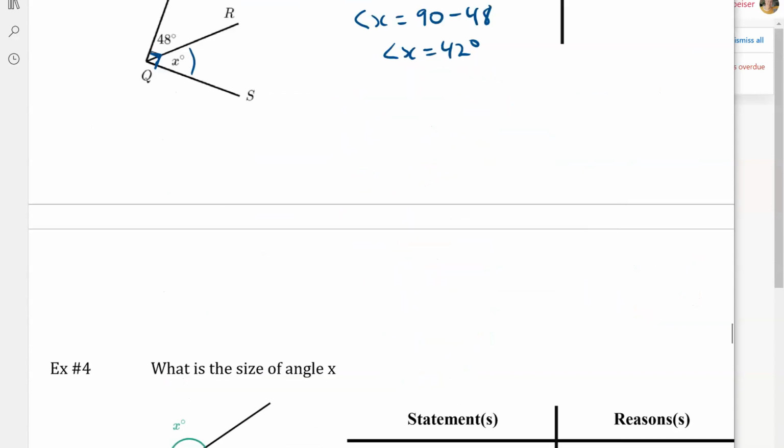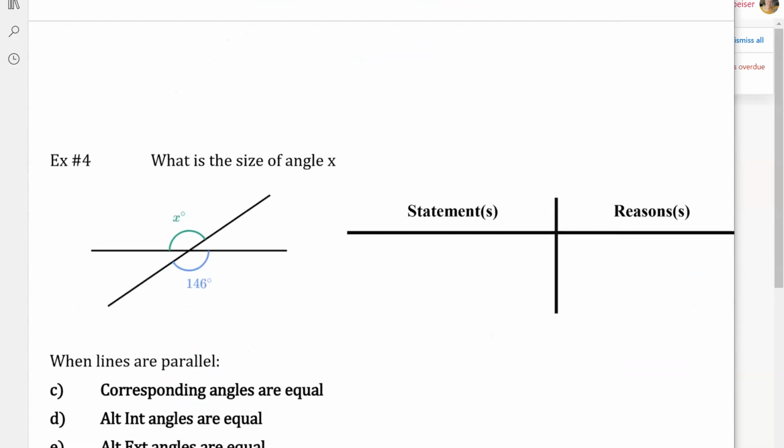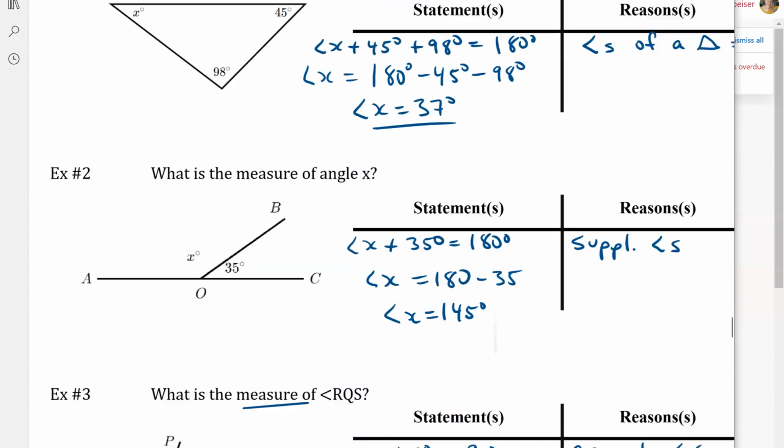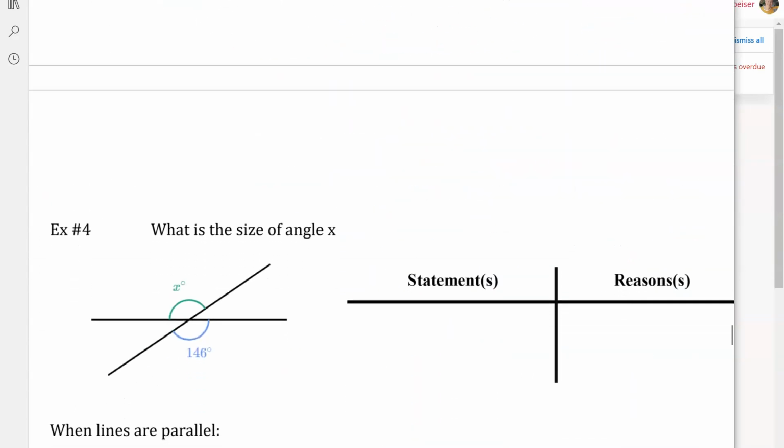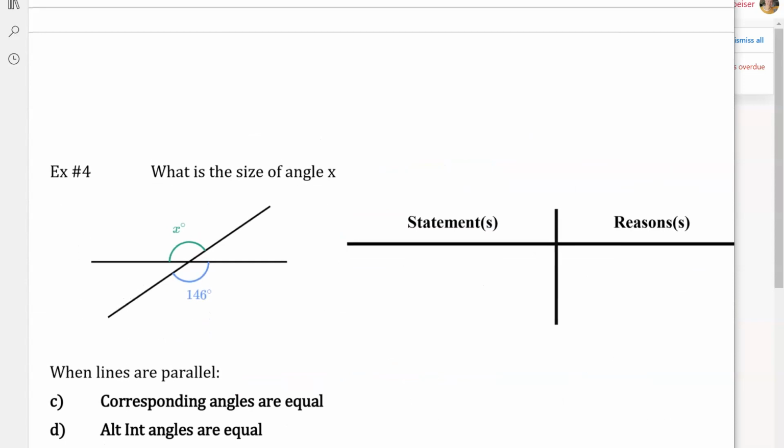Okay, let's go on to the next page. What is the size of angle x? Well, not too surprising, since I gave you like 4 reasons and 4 examples. It's the one we haven't used yet. It's that opposite angles are equal. So if I look over here, the x and the 146 are opposite of each other. So I'll just say angle x equals 146 degrees.